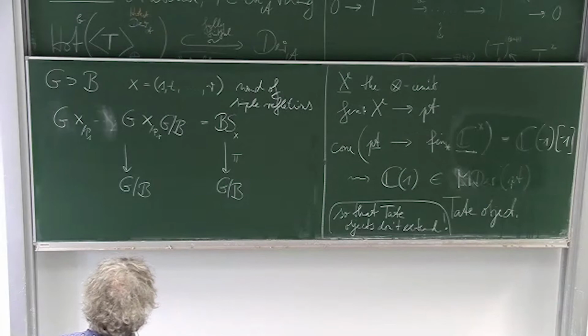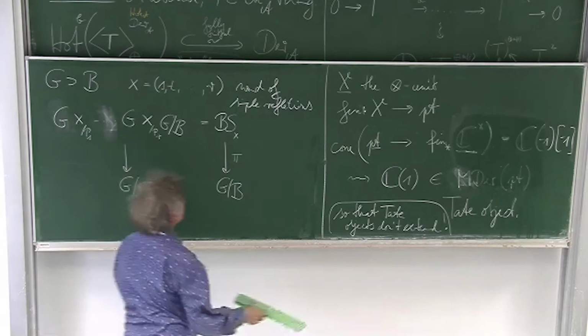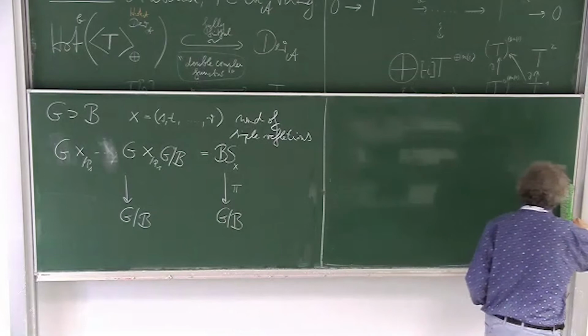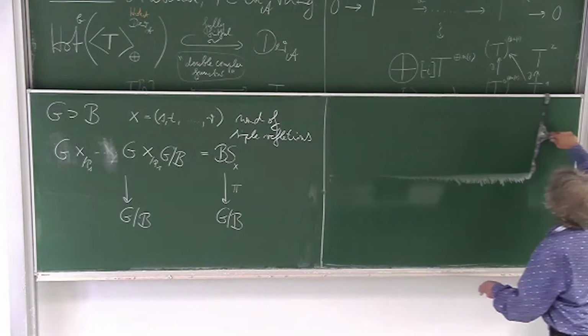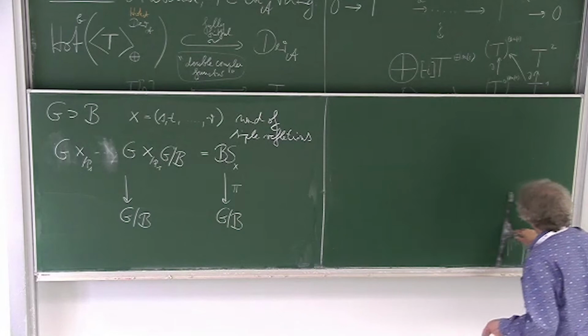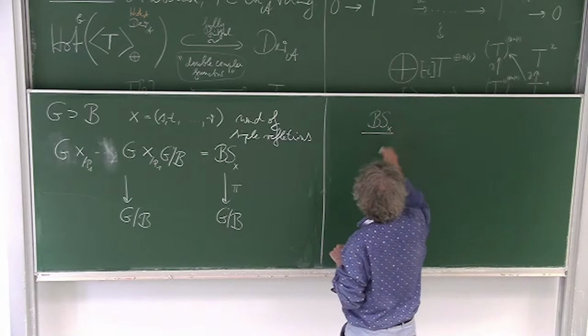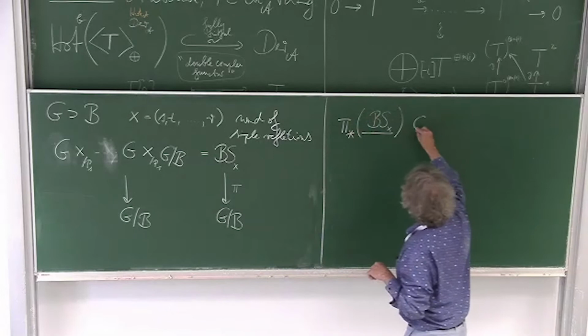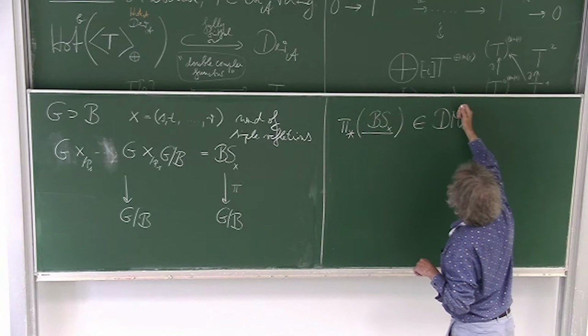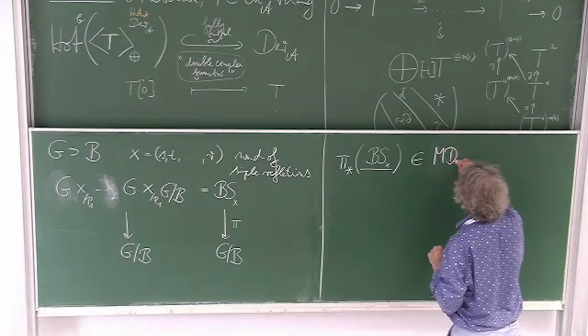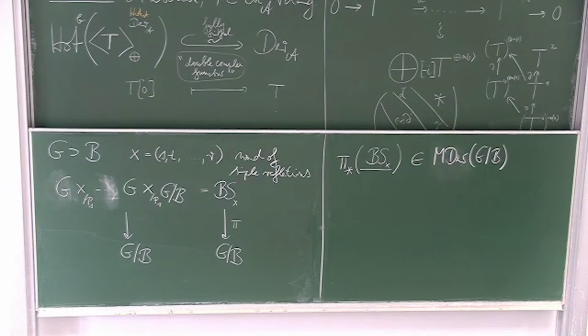And then we do the following. So then we take the constant sheaf, but this is now some sort of motivic sheaf. So we take the constant sheaves on these Bott-Samelson varieties and push them down. And this is then in this strange motivic derived category of the motif. Okay.